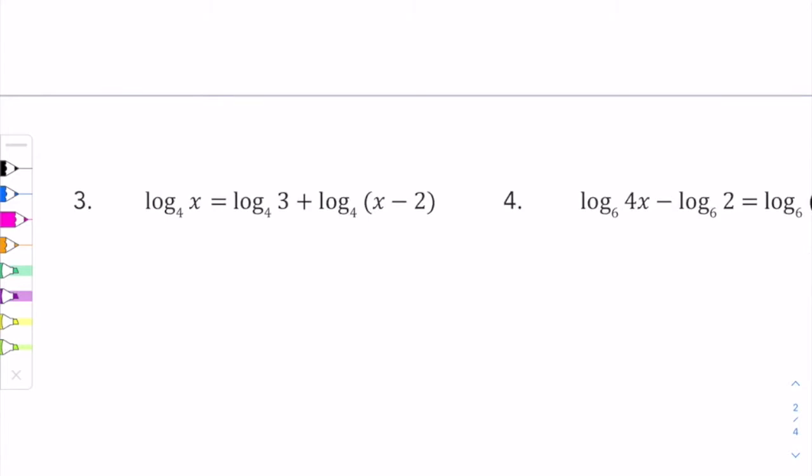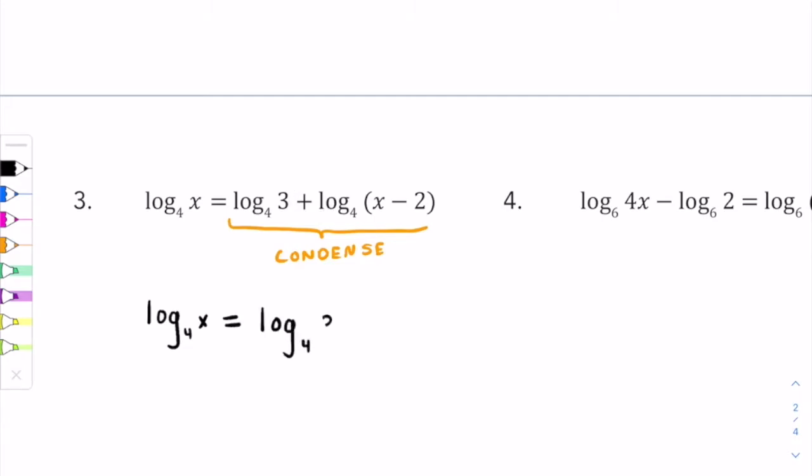Number 3, a little bit busier here because you have to condense the right side of the equal sign. Condensing that gives us log base 4 of x. This is going to condense using the product property because of that addition sign. So it condenses to log base 4 of 3 times x minus 2.